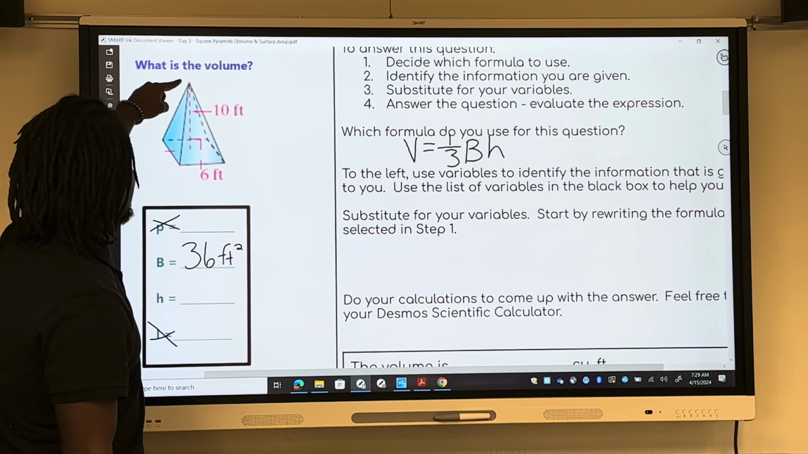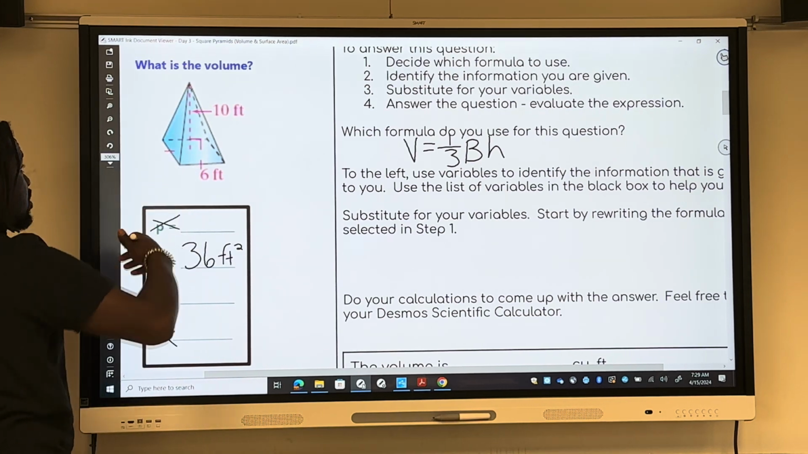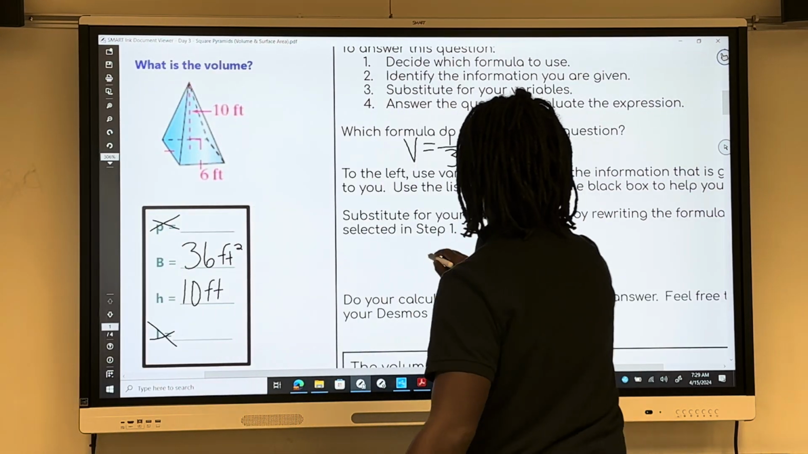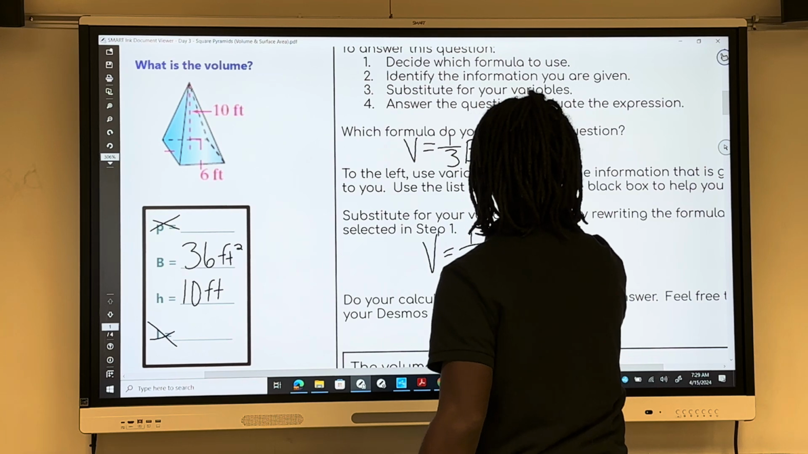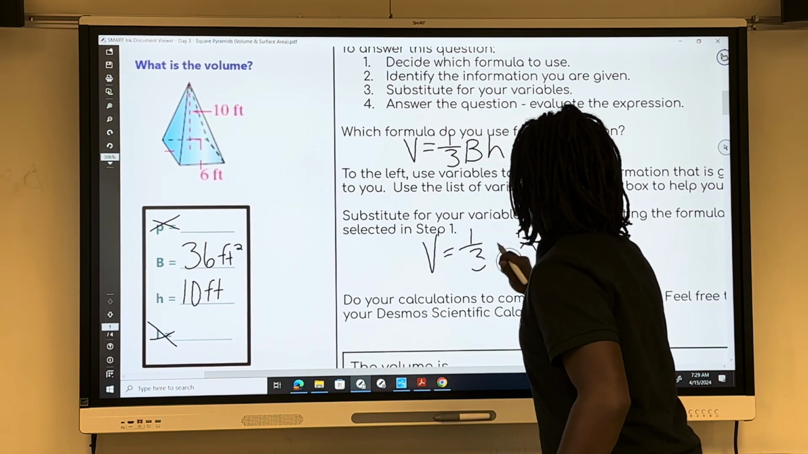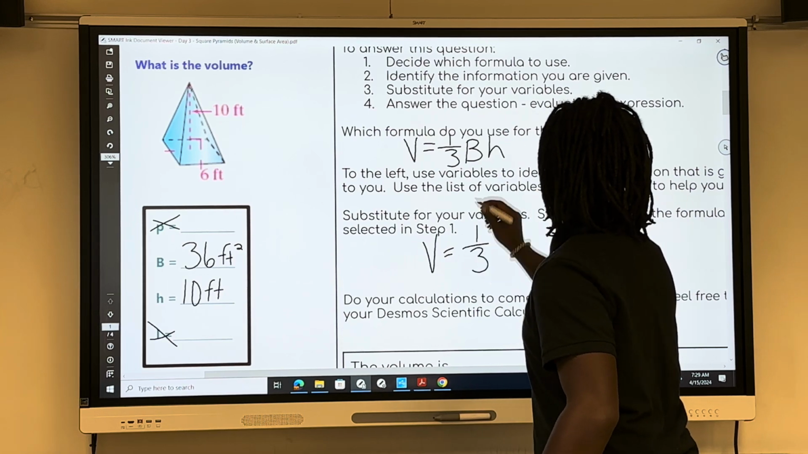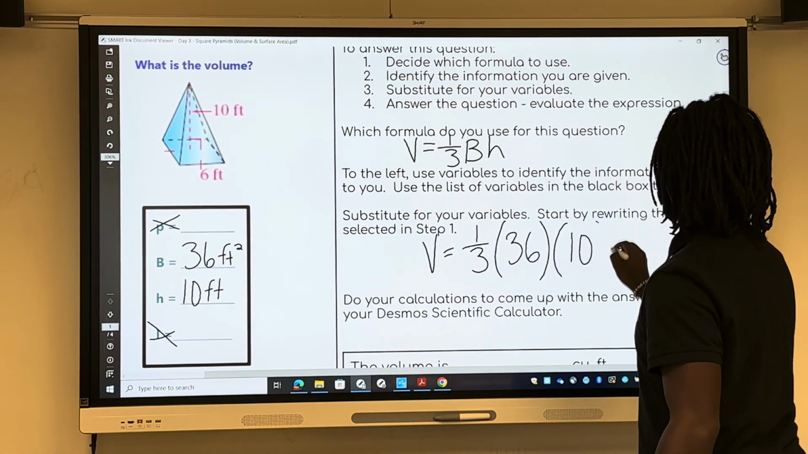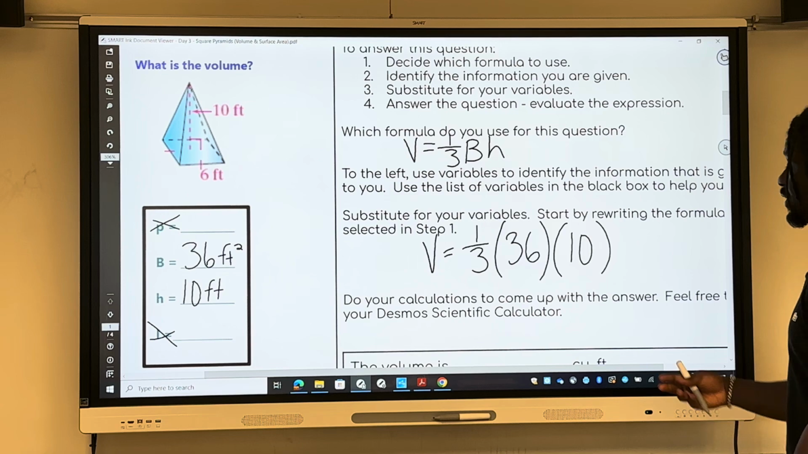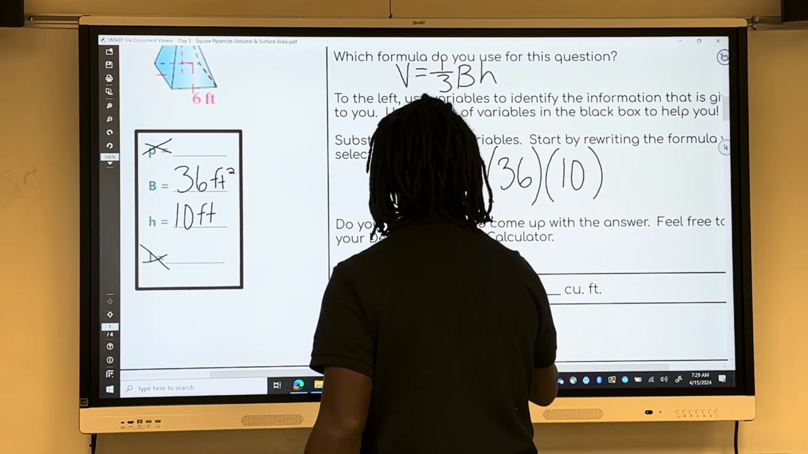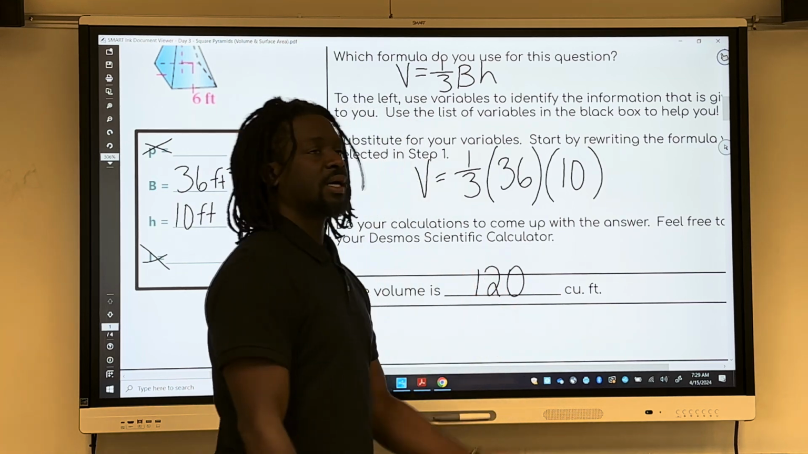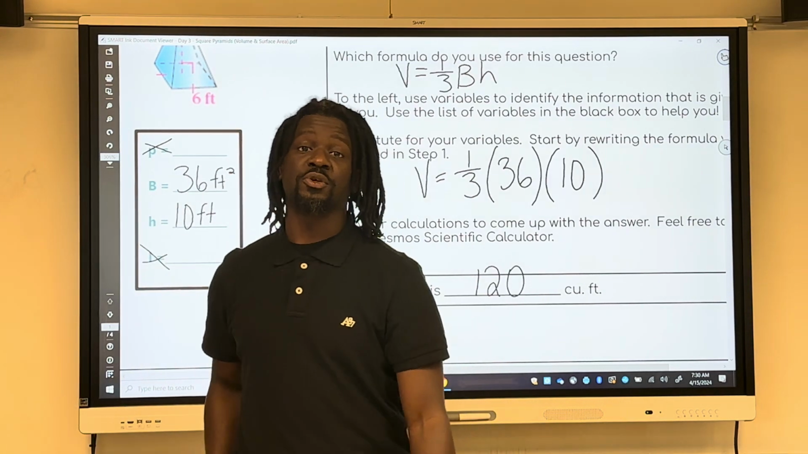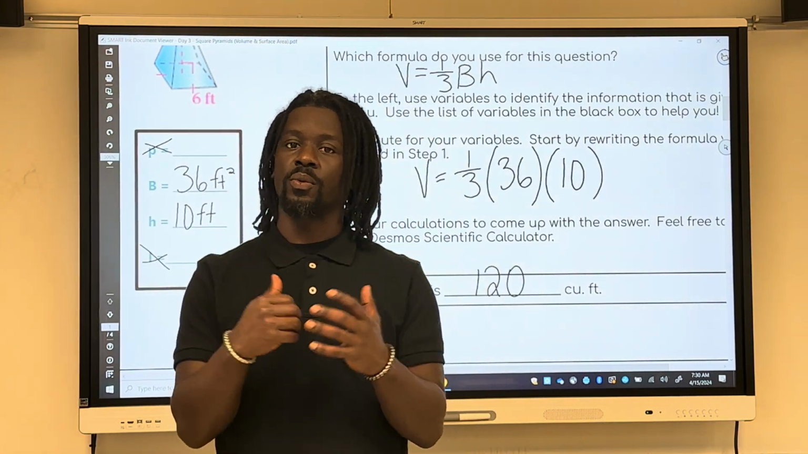The height, all right, is, again, straight up and down. It is 10 feet is my height. And so now that I have that, all I'm going to do is just substitute it in. 1/3 times big B, 36, times 10. And then I just evaluate the expression, multiply these. And when I do so, I'm going to end up with 120, and it is cubic feet. All right, guys, that is it. So that is how you find the volume of a square pyramid.